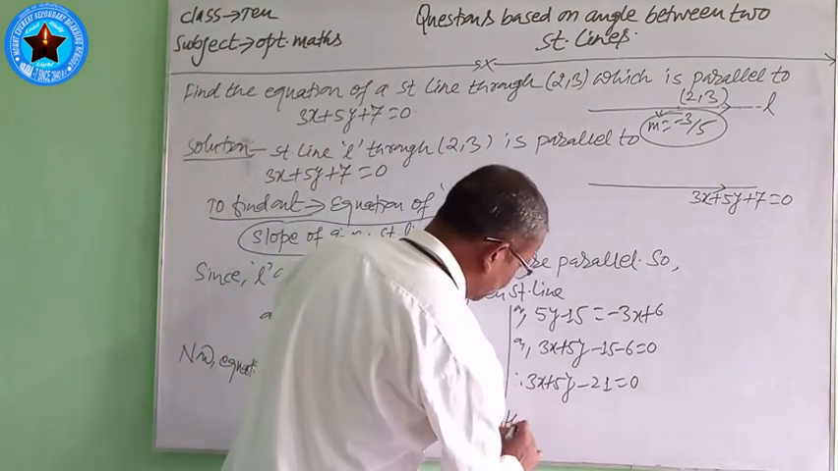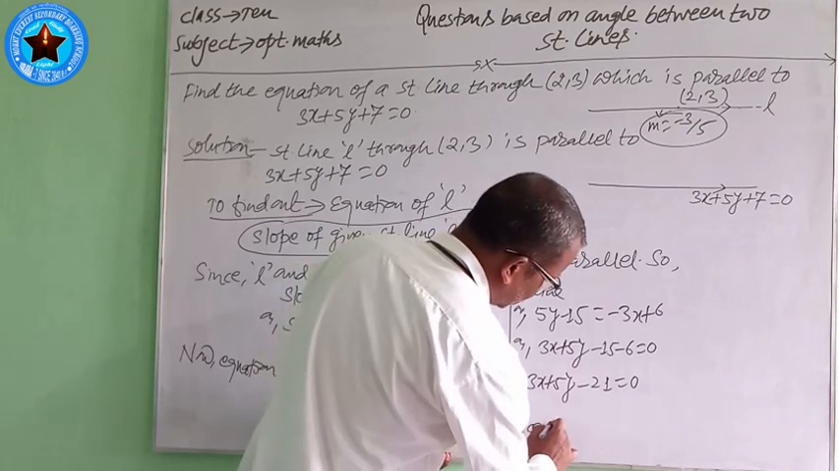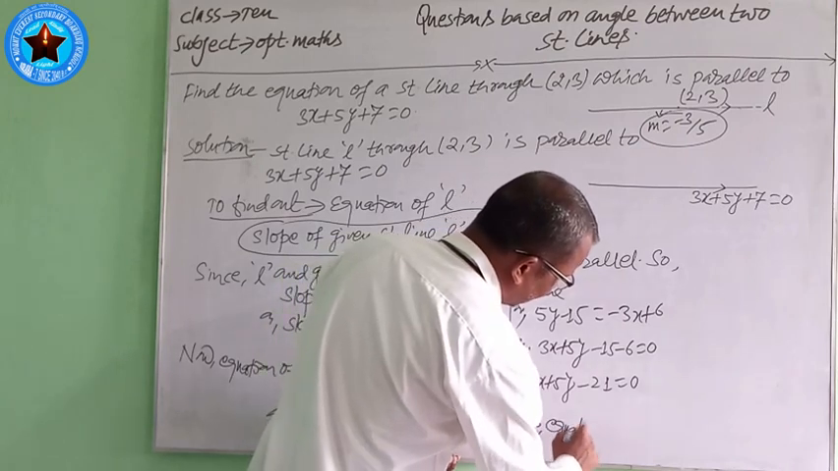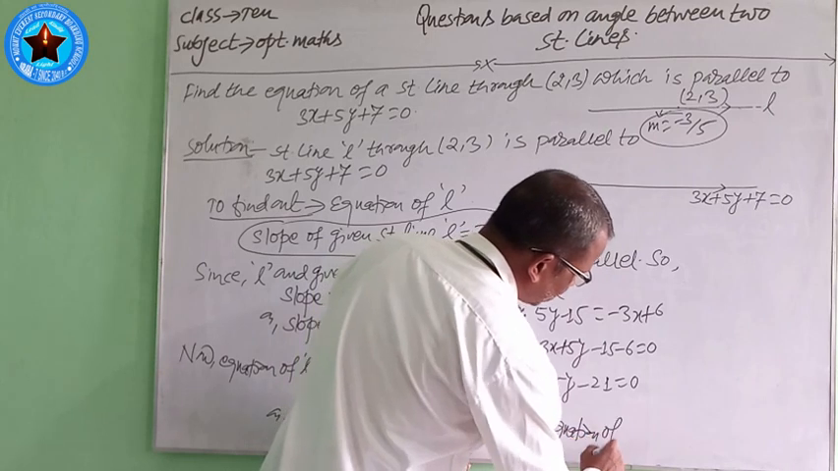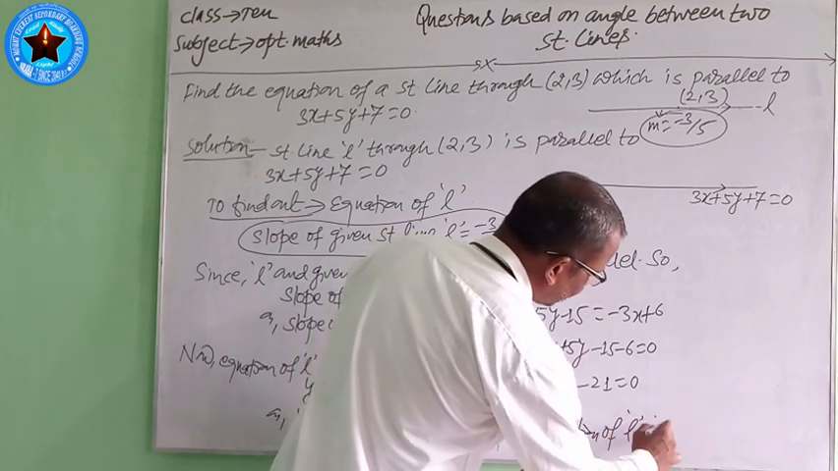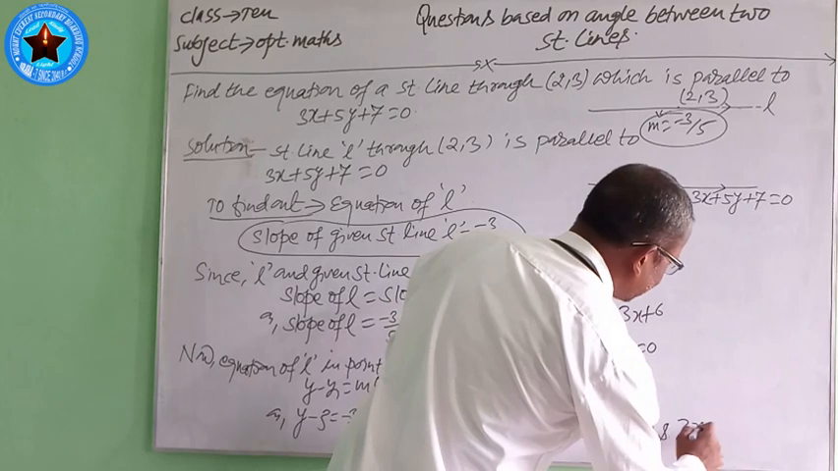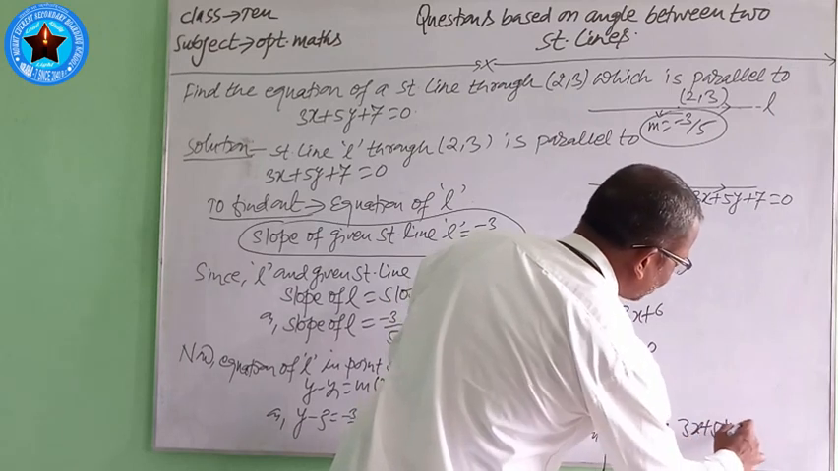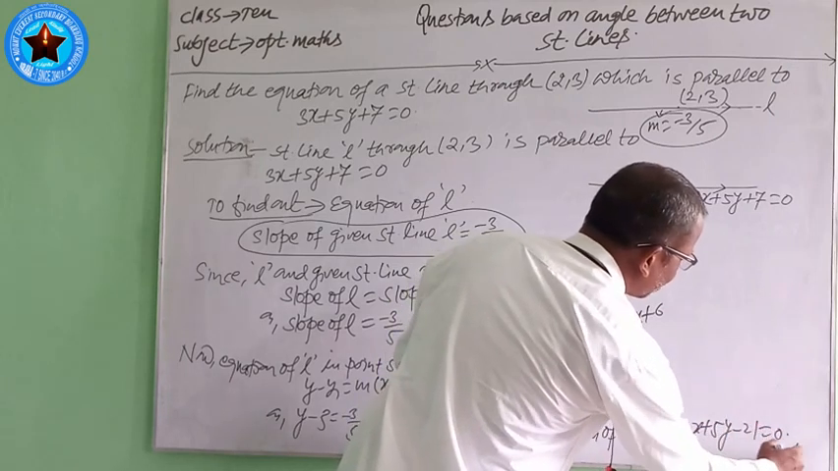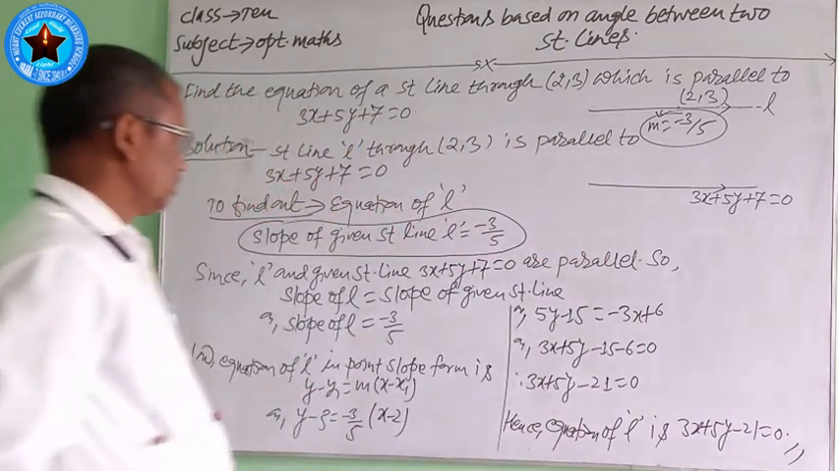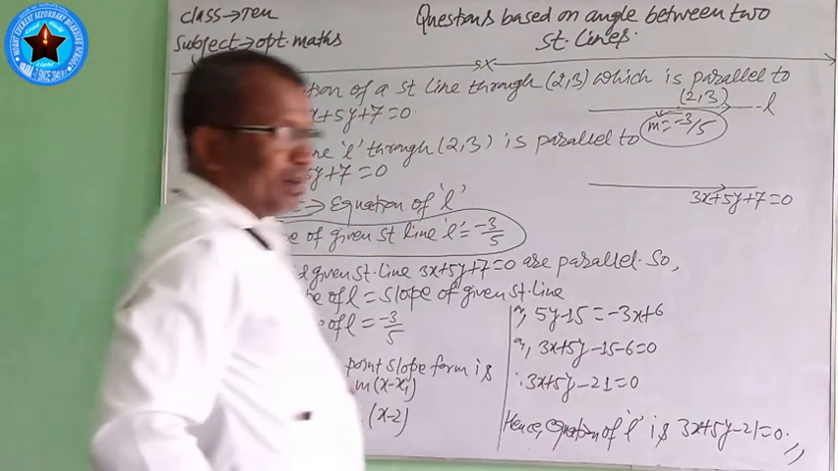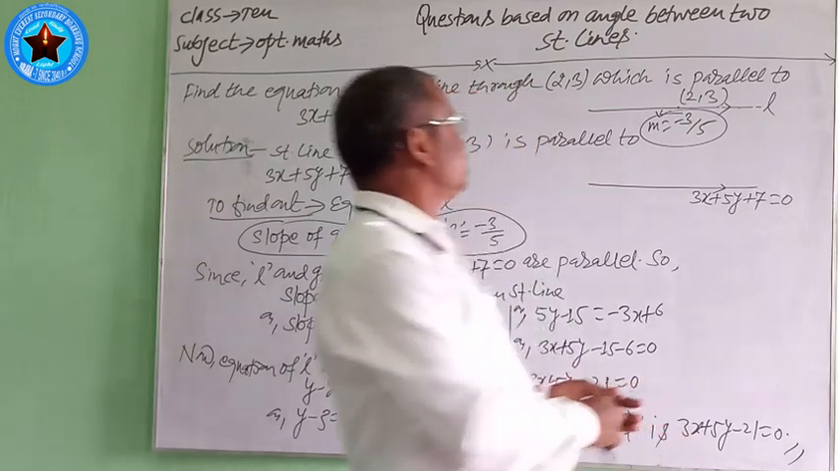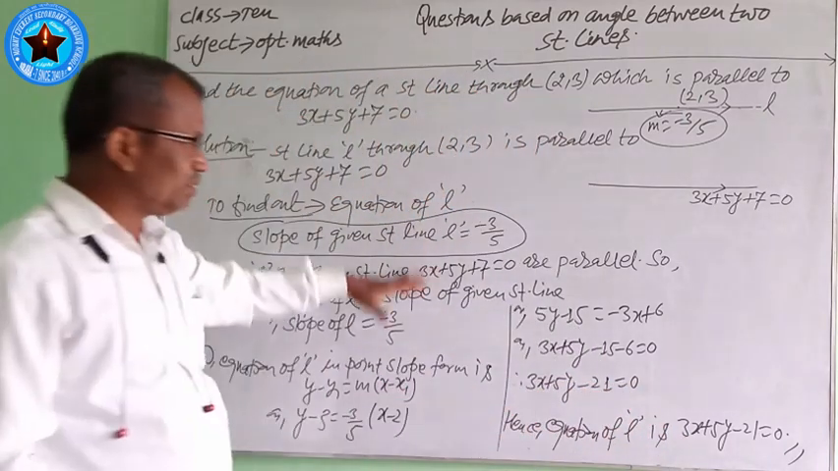Hence the equation of L is 3x plus 5y minus 21 equals 0. In this way we can find the equation of a straight line. Questions like this we can solve in this way.